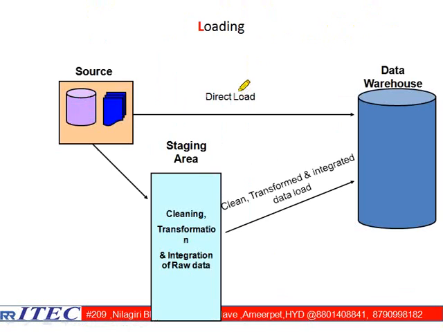Now, loading. What do you mean by loading? We can load directly from source to target. That is one way, a direct load. The second way is source to staging area to data warehouse. In the staging area, we clean the data, removing whatever unwanted data is available. Then we transform the data and integrate the data. Then we load the data into the data warehouse.